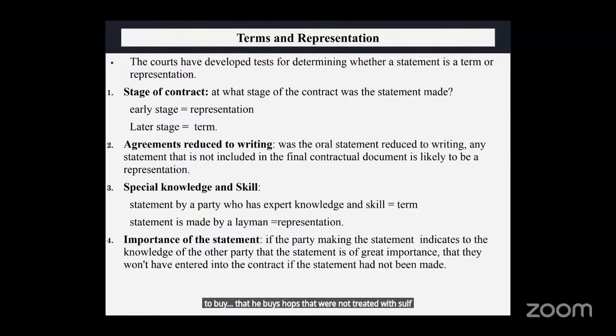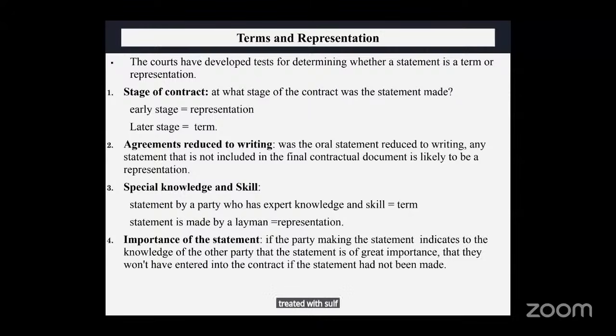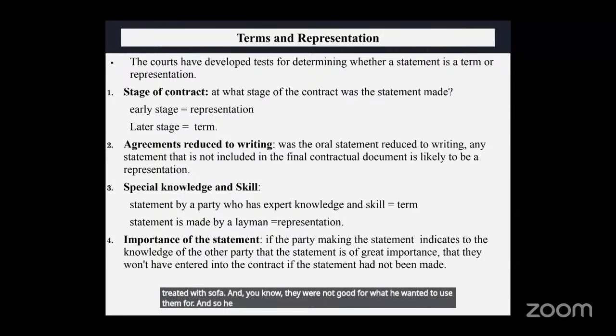Another party convinced him that the hops were not treated with sulfur. And he went ahead and bought the hops and found out that they were actually treated with sulfur. And they were not good for what he wanted to use them for. And so he brought an action in court.